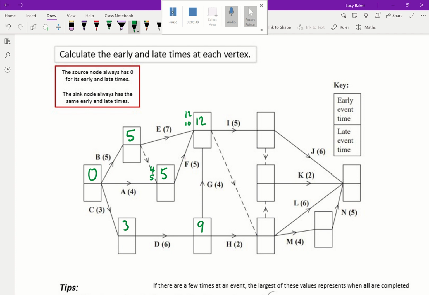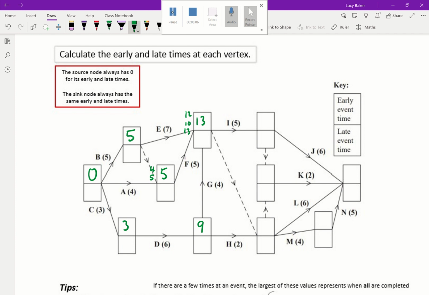Now there was one other option as well that I missed off. If I'd gone from this event over here up G, it would have given me a time of 9 plus 4, which is going to be 13. So actually, my bad, it's going to be 13, because we also need G to be complete by the time we get here as well. So the quickest way we can achieve that is in a time of 13 from the start time.